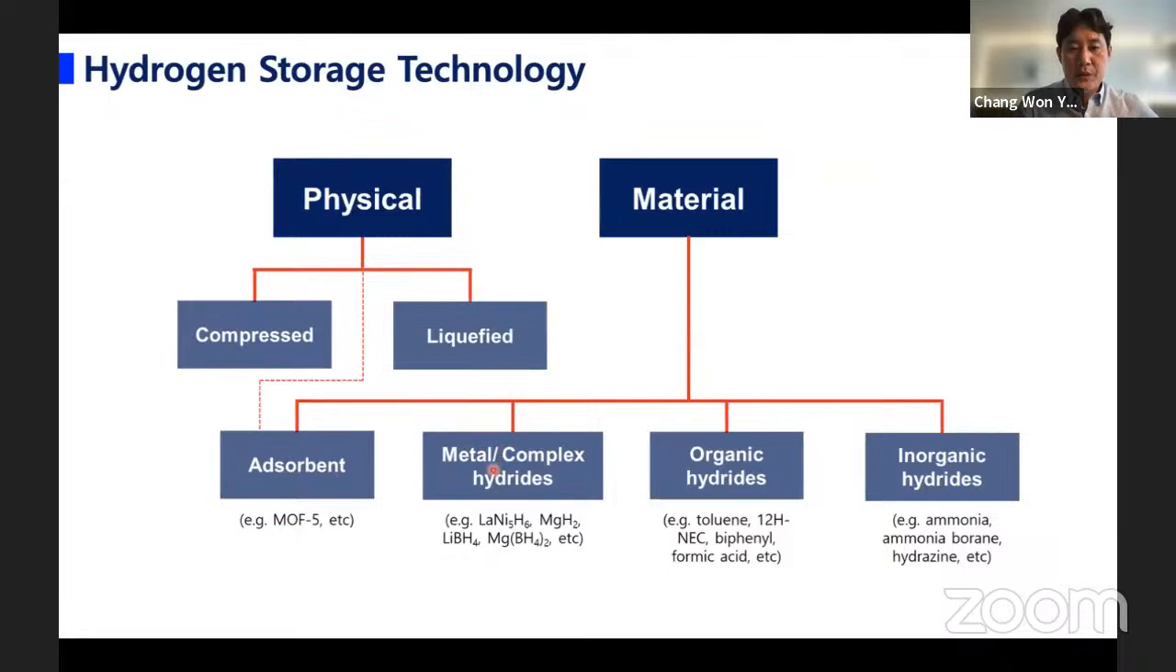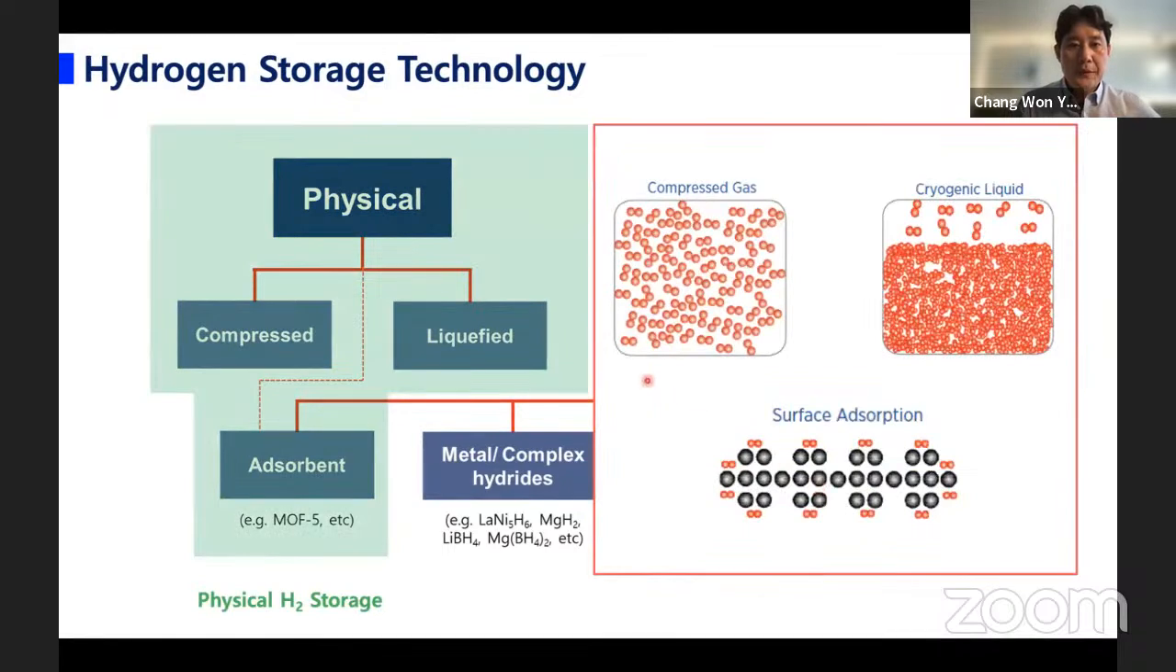Another technology for material-based hydrogen storage is the metal or complex hydride. The third one is the organic hydride, mostly the LOHC, liquid organic hydrogen carriers, which belongs to this organic hydride-based hydrogen storage technology. And the last one is the inorganic hydride. The most representative example is ammonia. So let me first talk about physical hydrogen storage.